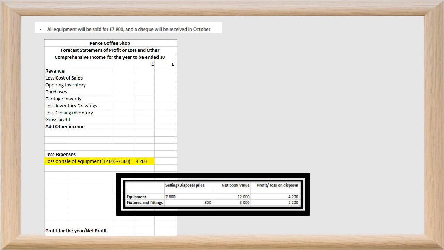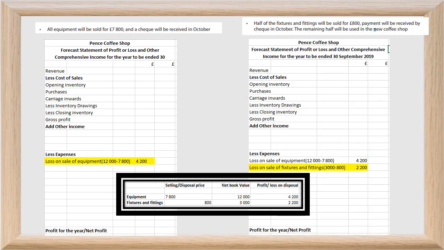So, the profit or loss on disposal will be the difference between the disposal price and the net book value of the asset. The net book value of the equipment can be found in the Part 2, which is 12,000, and it is sold for 7,800. This means there is a loss of 4,200 because the equipment which is actually worth 12,000 is sold for 7,800. Similarly, the profit or loss on disposal of fixtures and fittings should be calculated. Since only half of fixtures and fittings are sold, we should compare 800 with half of the net book value of fixtures and fittings, in the SOFP in Part 2 of A.